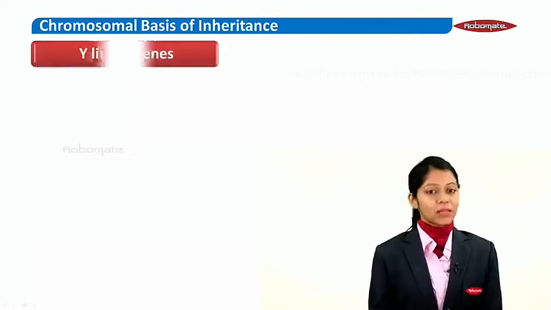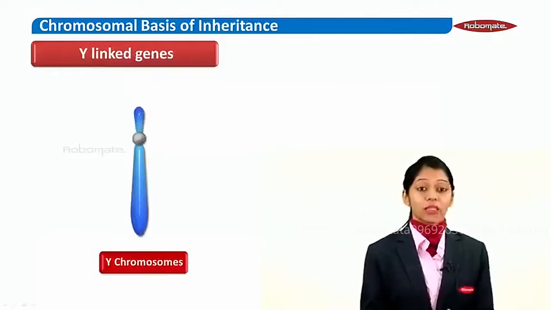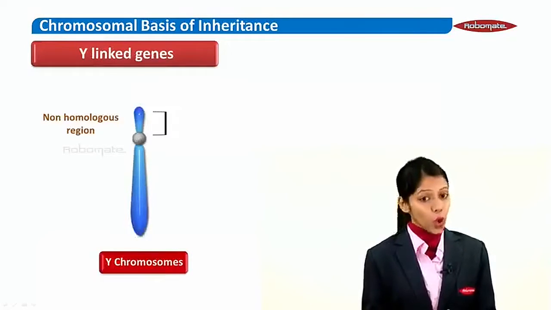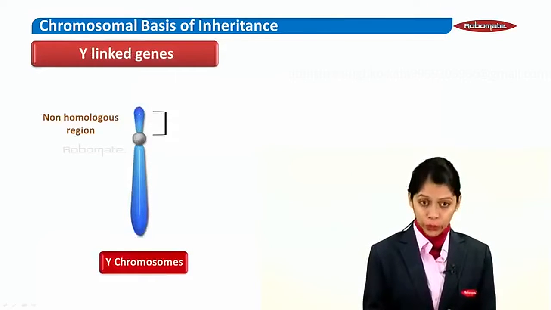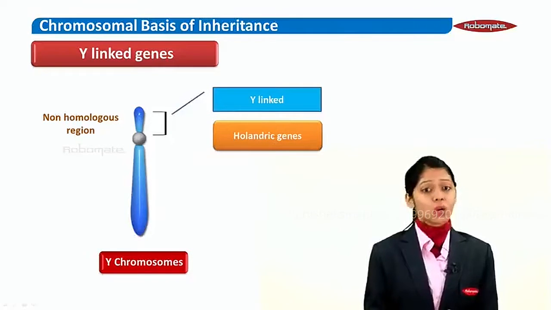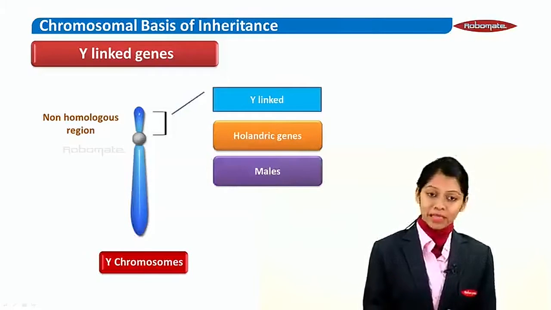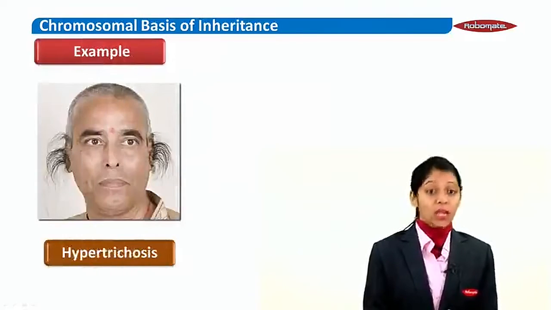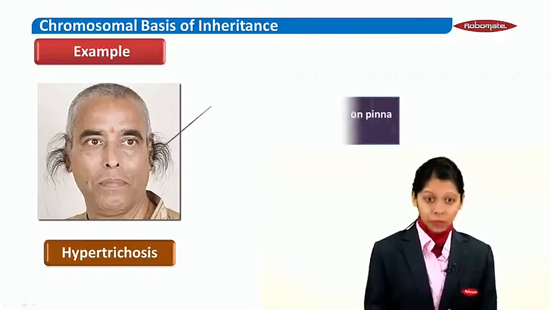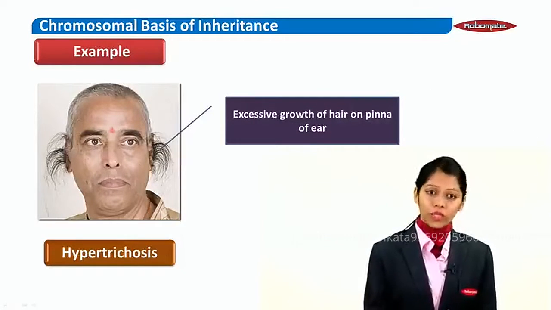Now, let's look at the Y-linked genes. Y-linked genes are the genes that are present on the non-homologous region of the Y chromosome. So these genes are Y-linked. These are holandric genes and they are only present in males. An example of the same is hypertrichosis, that is the excessive growth of hair on the pinna of the ear.